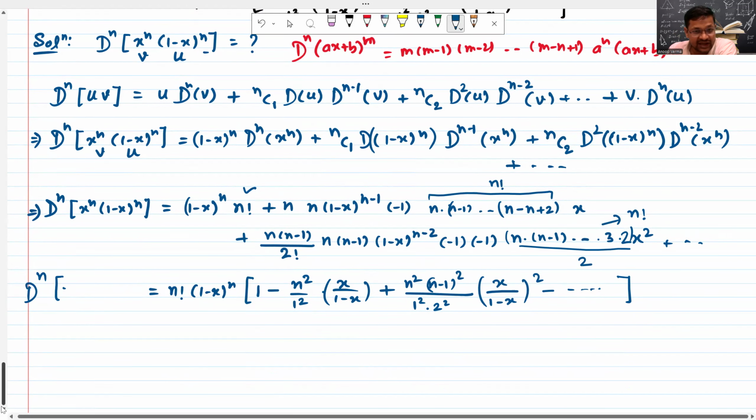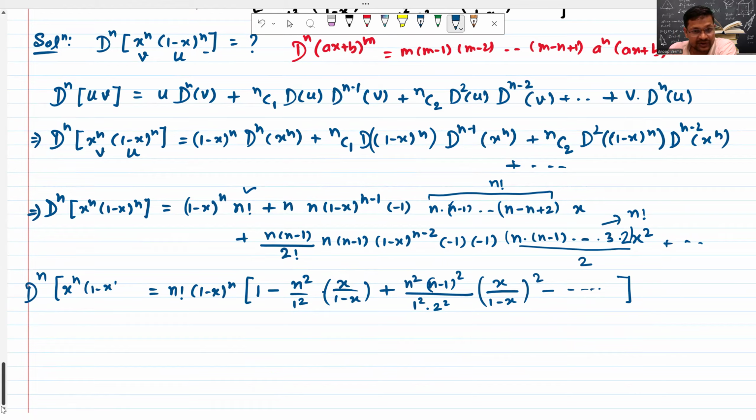Okay, so by using the Leibniz rule, (1 minus x) power n is here. Okay, so you just get this as your answer.